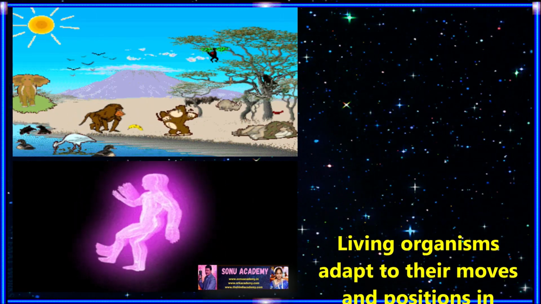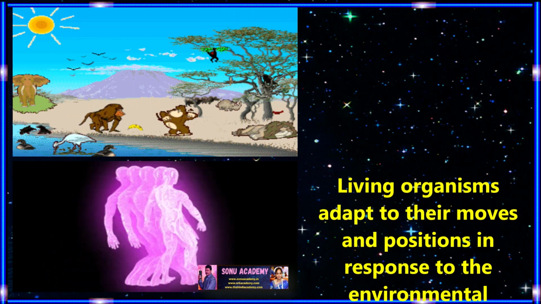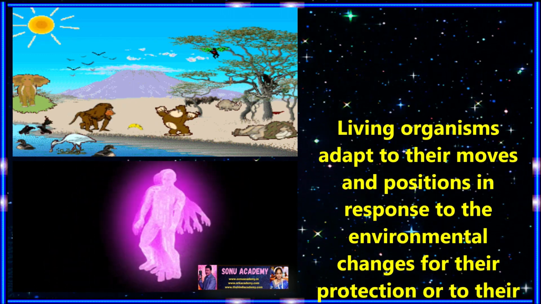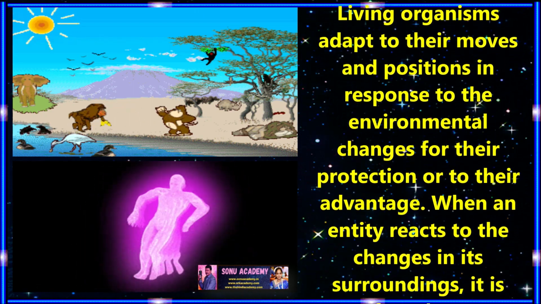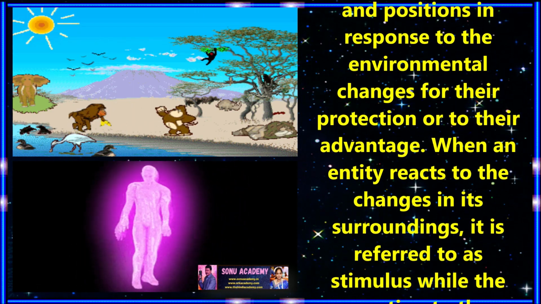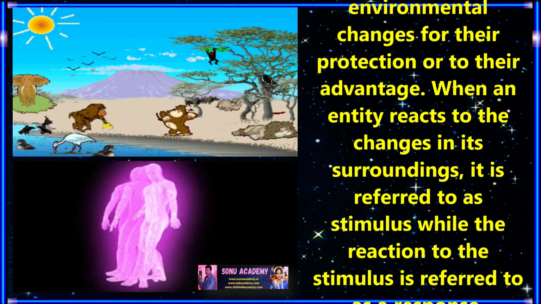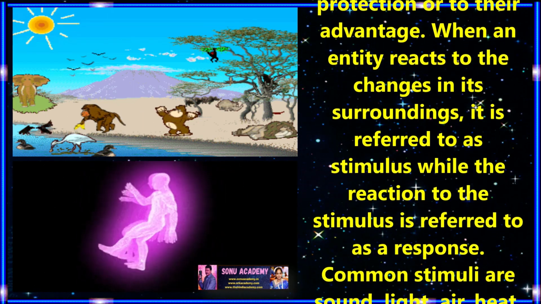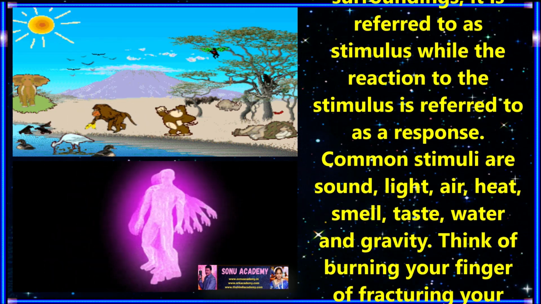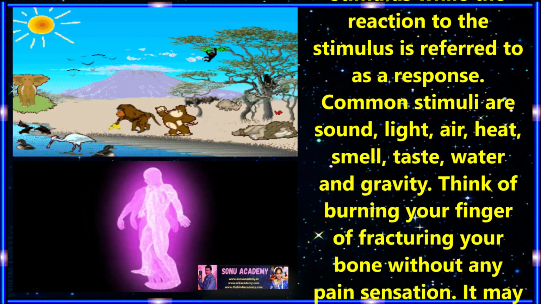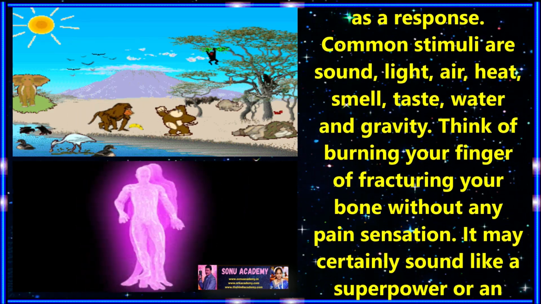Children, living organisms adapt their movements and position in response to environmental changes for their protection or to their advantage. When an organism reacts to changes in its surroundings, the change is referred to as a stimulus, while the reaction to the stimulus is referred to as a response. Common stimuli are sound, light, air, heat, smell, taste, water, and gravity.